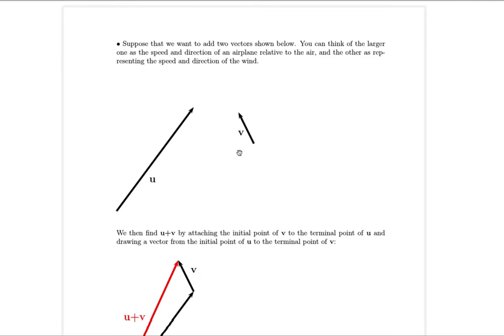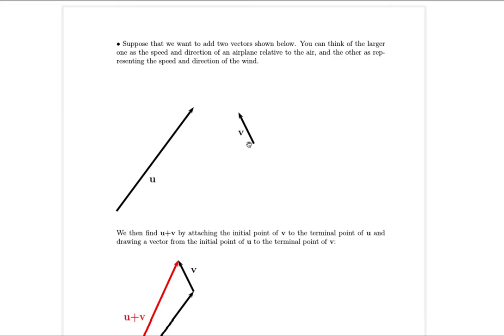All right, so what I want to do is talk about how we add vectors, and at first we're not even going to talk about it algebraically. We're just going to talk about it in pictures. To give some context, I want you to think of U as the speed and direction of an airplane relative to the air. So if it was in completely still air, what's the speed and direction of the airplane? And then this other vector is going to represent the speed and direction of the wind. Of course, the speed of the wind is a lot less than the speed of the airplane, so it makes sense that it's a much shorter vector.